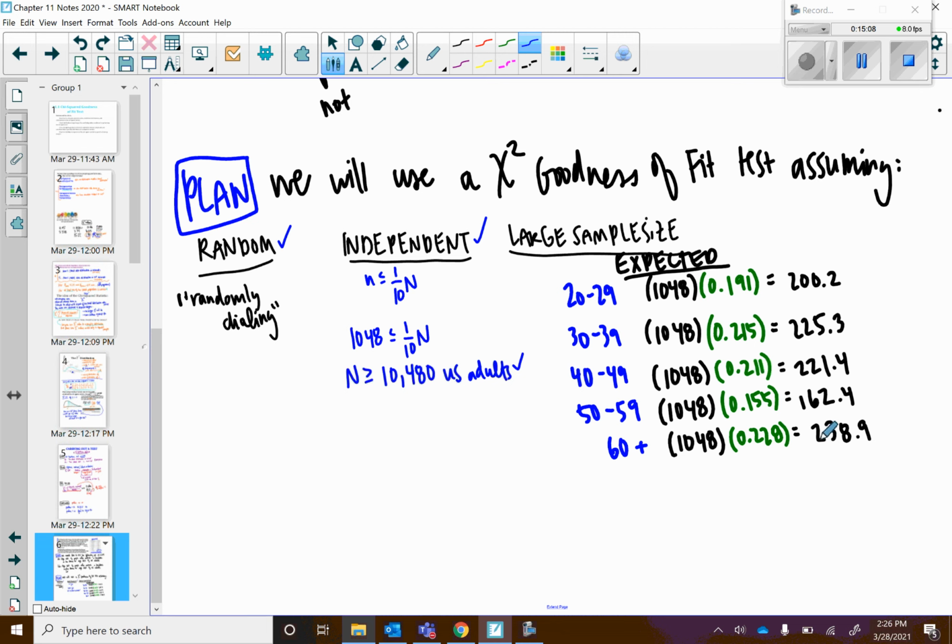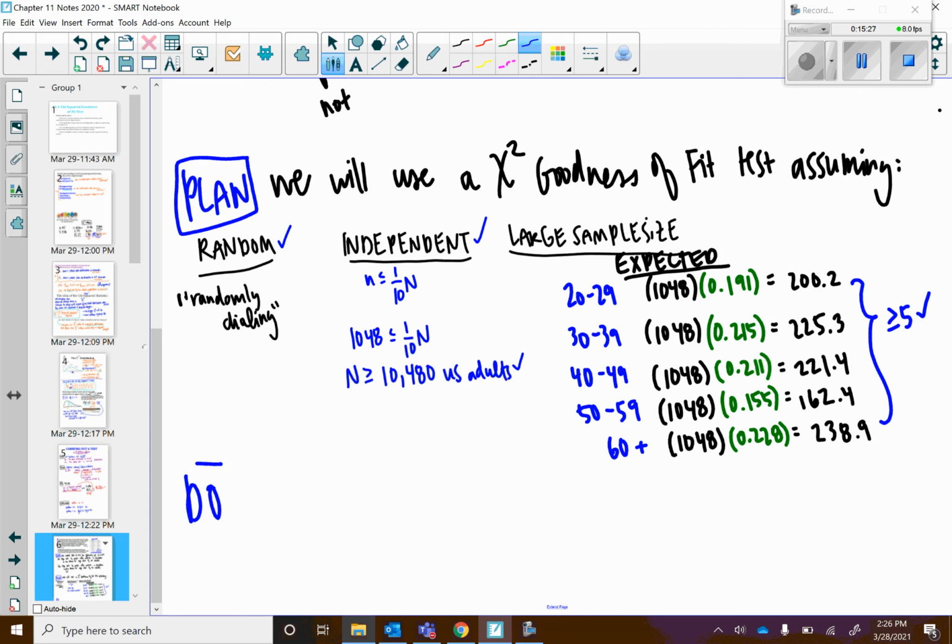And now look at what we've got. We check that all of these are greater than or equal to 5. Yes, they are. We have completed the large sample size condition. State, plan. Next up, we have the do.